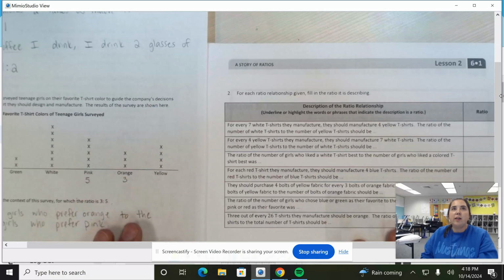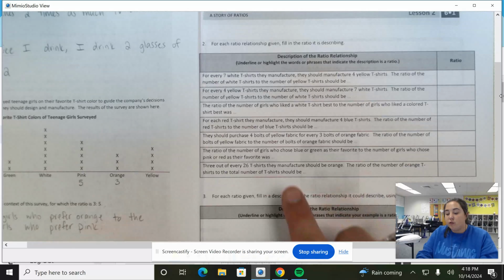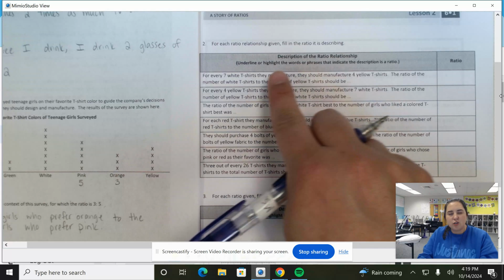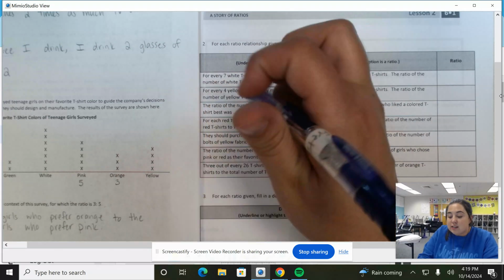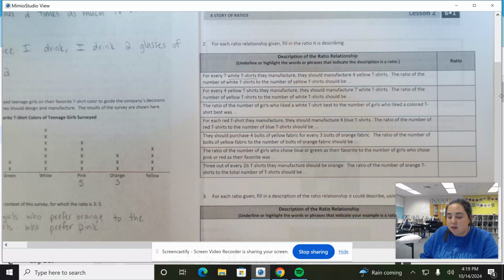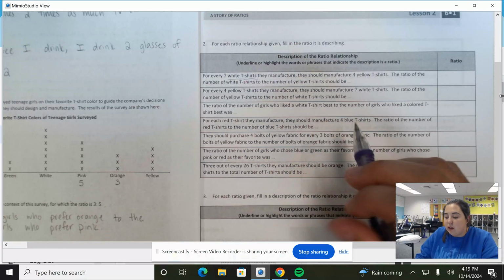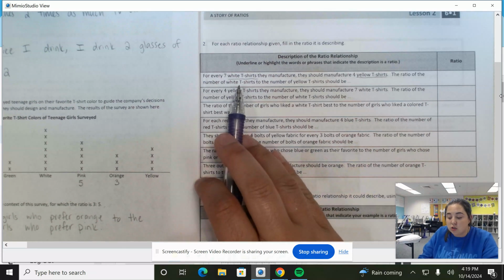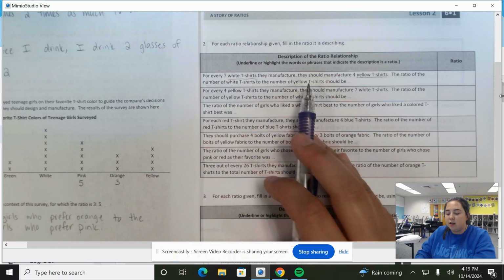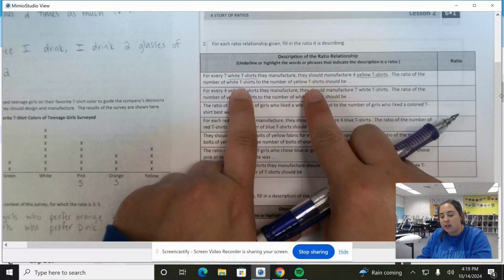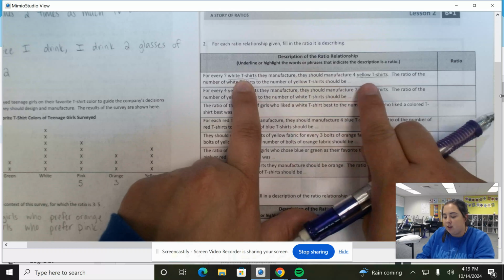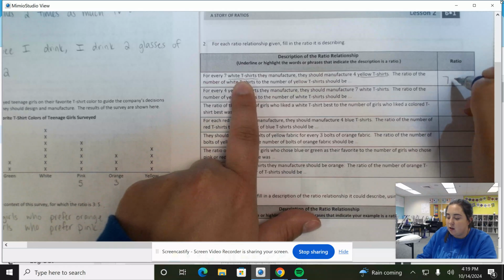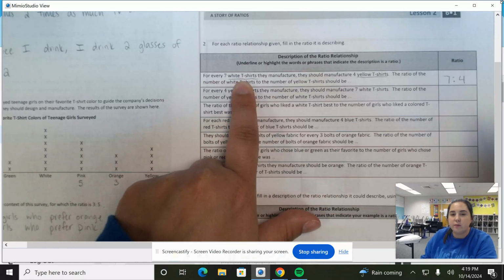And now I'm looking at the chart on the next page. It says, for each ratio relationship given, fill in the ratio it's describing. Let's look at the first one together. It says, for every 7 white t-shirts they manufacture, they should make 4 yellow t-shirts. The ratio of the number of white t-shirts to the number of yellow t-shirts should be, and I like that, they kept it in the same order. They're using white to yellow. And they mentioned first the white and the yellow. The relationship, the ratio here would be 7 to 4, just like that.